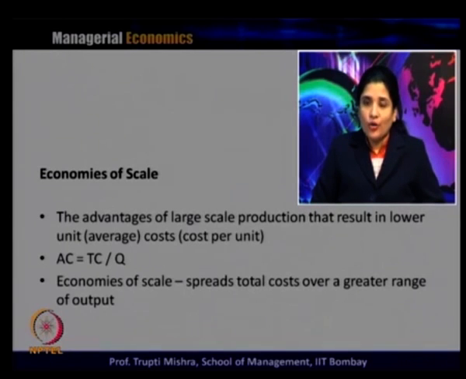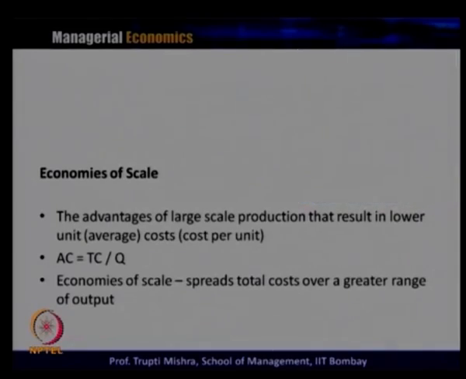And mathematically, how do you find that? Average cost is TC by Q, and economies of scale spread total cost over a greater range of output. The total cost initially decreases, then reaches a minimum and increases. It means the total cost generally spreads over a greater range of output, and that is why we experience decreasing cost, constant average cost, and also increasing average cost.